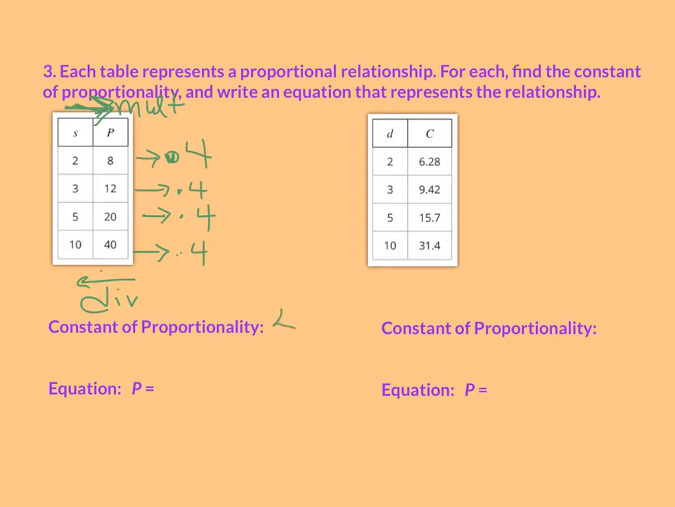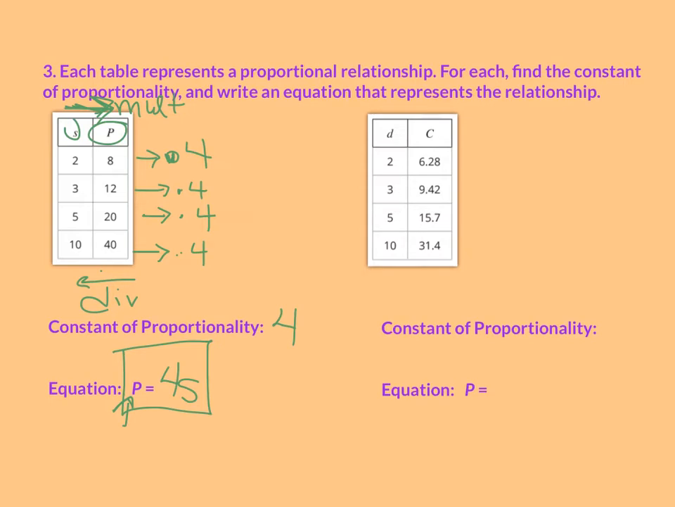It is 4. And then the equation. Now, I know sometimes it seems daunting how to find the equation, but really it's P, which is what our second column is. And how do we get from S to P? Well, we multiply it times 4. So that means P equals 4S. Because remember, a number next to a variable means to multiply.